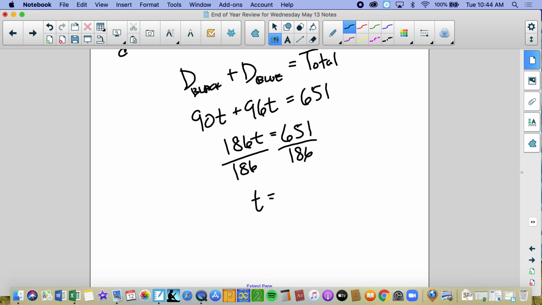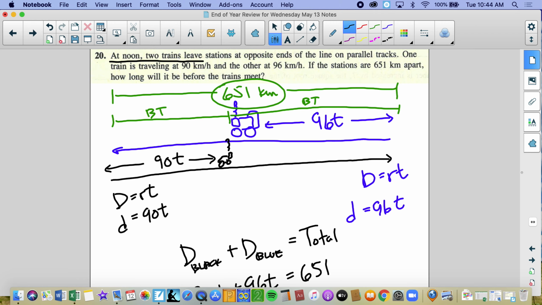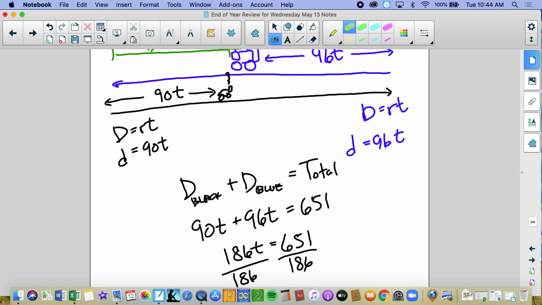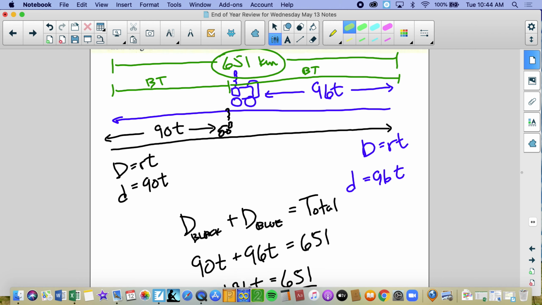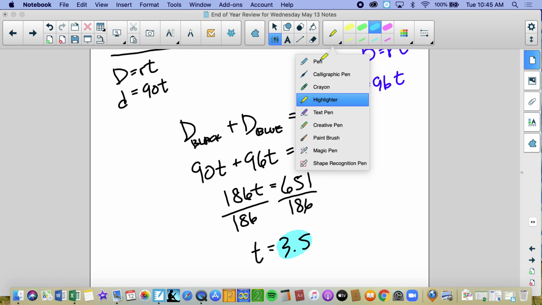And we get t equals, with our handy dandy notebook, 651 divided by 186 gives me 3.5. So 3.5 what? What is my time? Well, let's look at the units here. We have kilometers as our measure of distance. We saw that in two places. And my unit of time is going to be hours. So I know that that is 3.5 hours. Did I do time? Oh, I did time in blue. So that's going to be in hours.